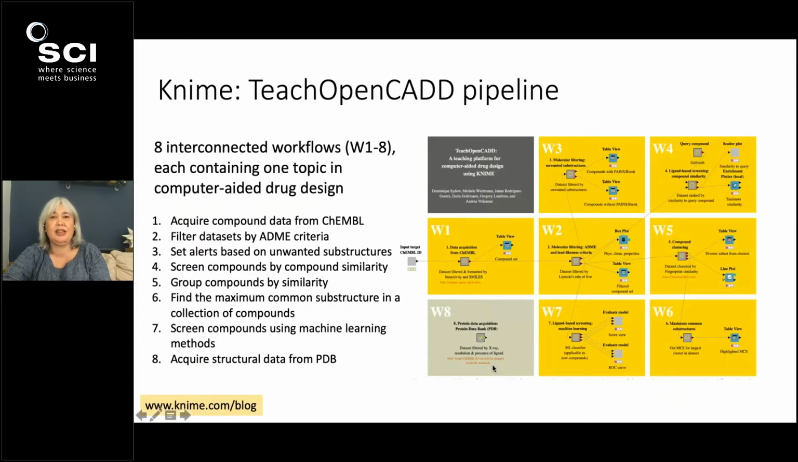If you're interested in KNIME, I suggest you go and have a look on their blog. They've created a series of 8 interconnected workflows, and this pipeline is called Teach OpenCADD. Each one does a separate activity, so you can group your compounds by similarity. You can screen compounds using a machine learning method. You can plug it into a database and pull down protein structures or information about compounds.